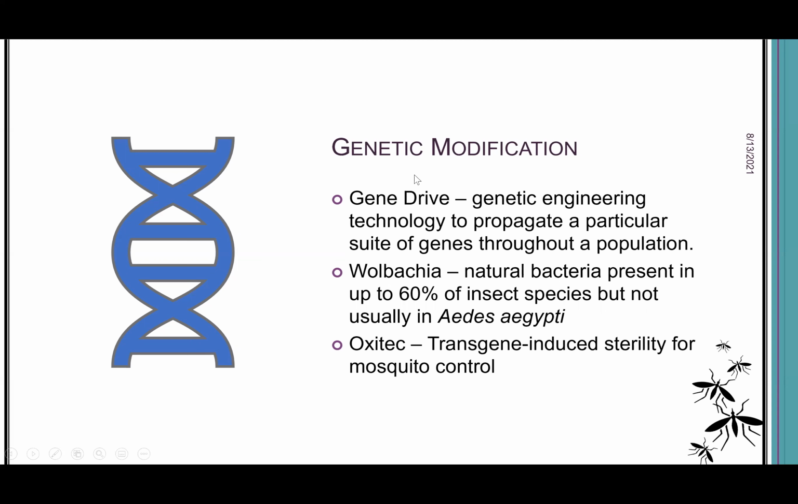Another one is gene drive, which is a bit more complex. It's not quite out there on the markets, but it's the future. And then the Oxitec, which is the sterilization of mosquitoes to, again, decrease the future generations. Similar to what they did with the primary screwworm.